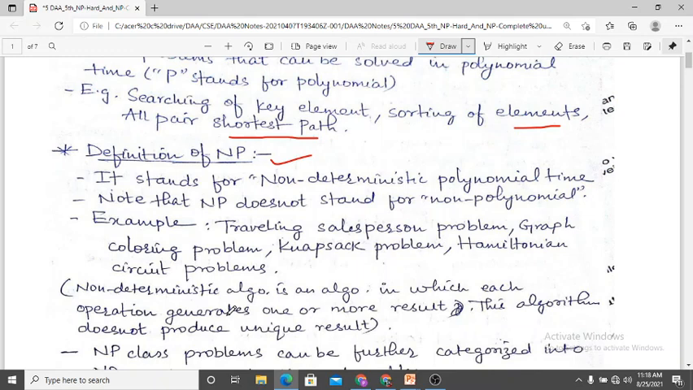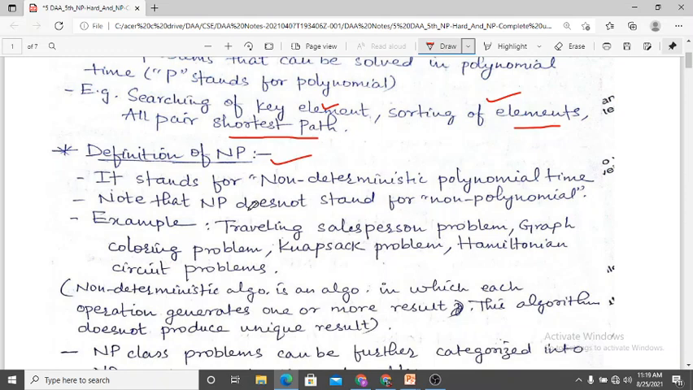Polynomial means it will be a unique result. Like if you are searching for a key, you only need to search for the key, and you will get only one result. If you are sorting, you can sort all the elements in ascending or descending order, that is one result. The all pair shortest path problem is also polynomial.